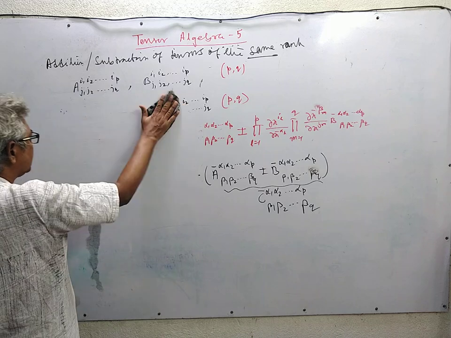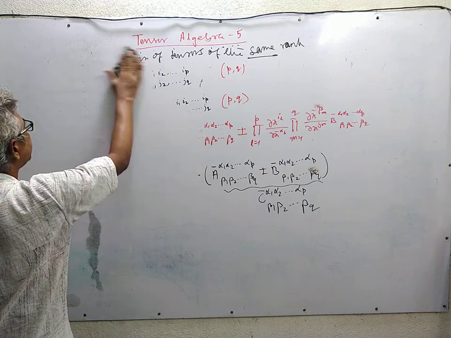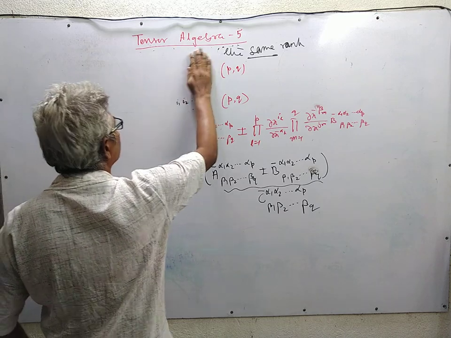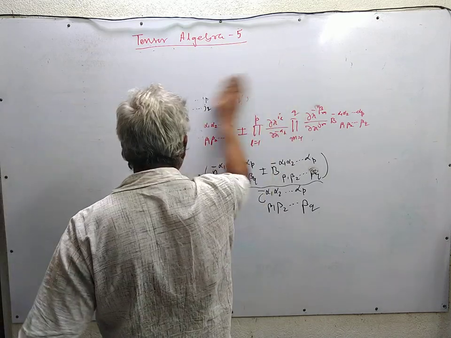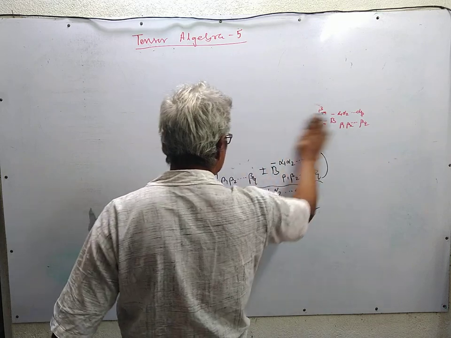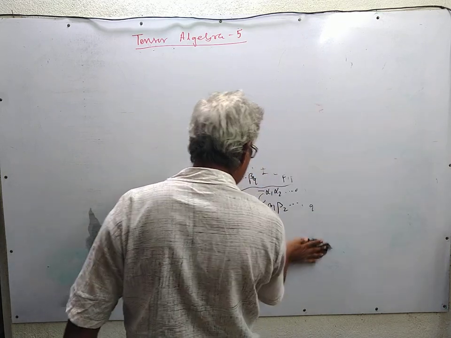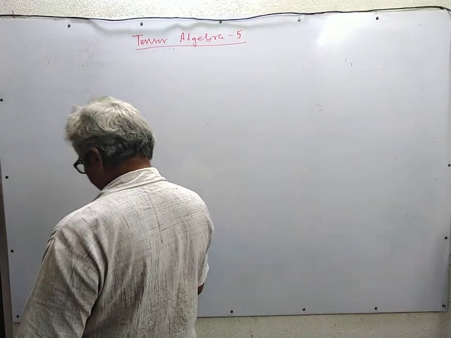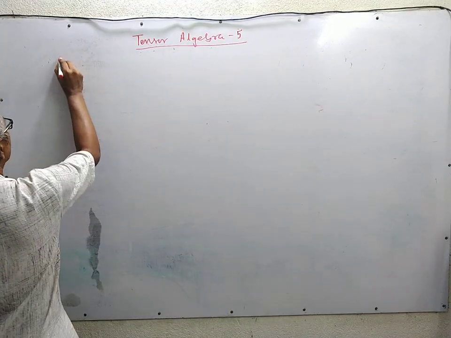Two tensors can be multiplied in two different ways. One is called the outer product and another one is called the inner product. We shall first define the outer product of two tensors.